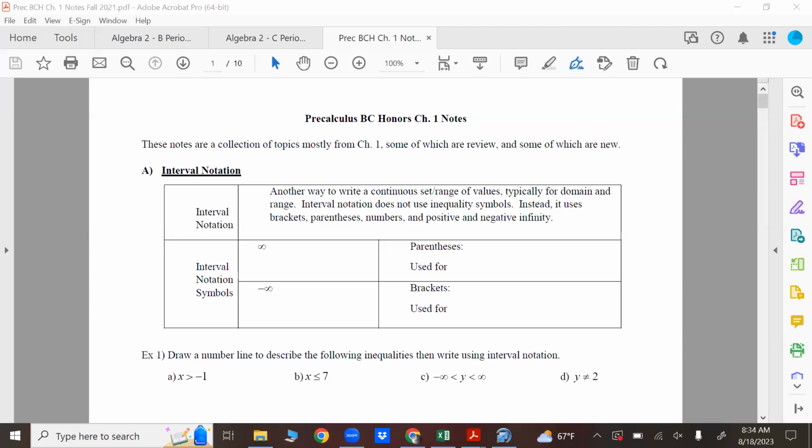From last year, from two numbers. Okay, so first up, we're going to talk about interval notation, right? And there's actually, I think, 10 topics on the first 10 pages. We're going to try to do 5 topics today.